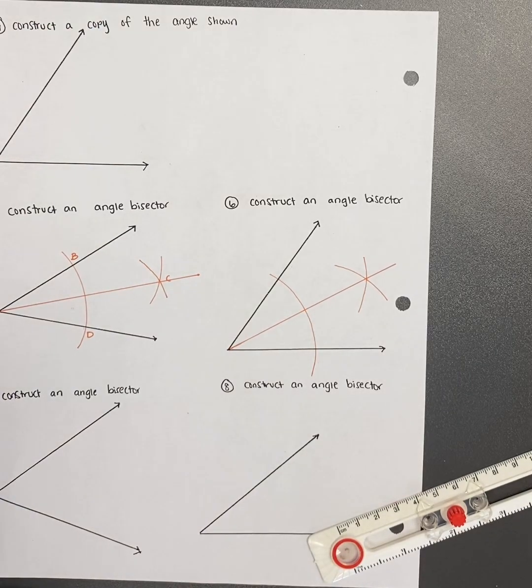So try 7 and 8. We're doing two angle bisectors. You should probably wait till that one. Yeah, just wait. Yeah, this is it. So take a minute. If you haven't done 7 and 8, try 7 and 8.